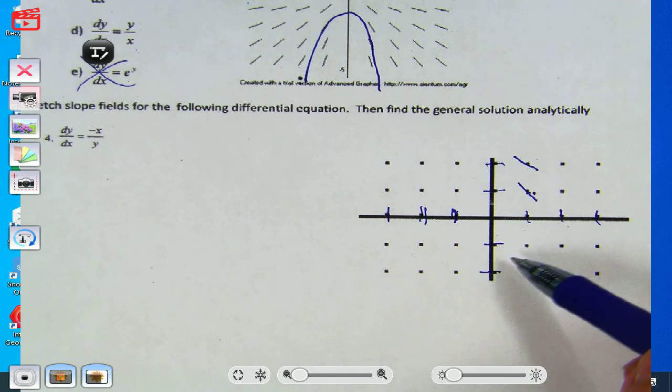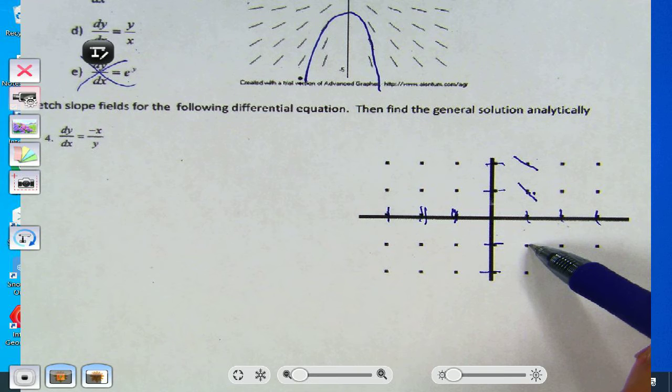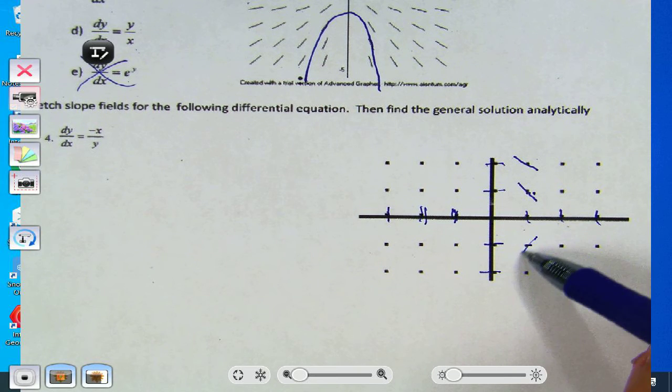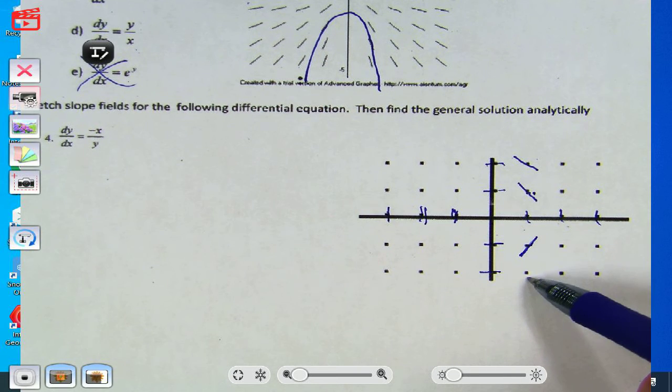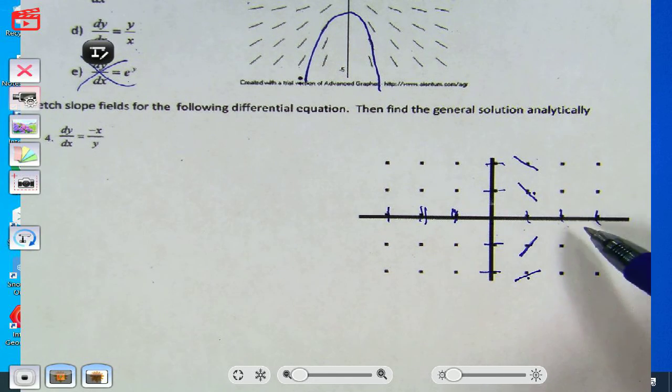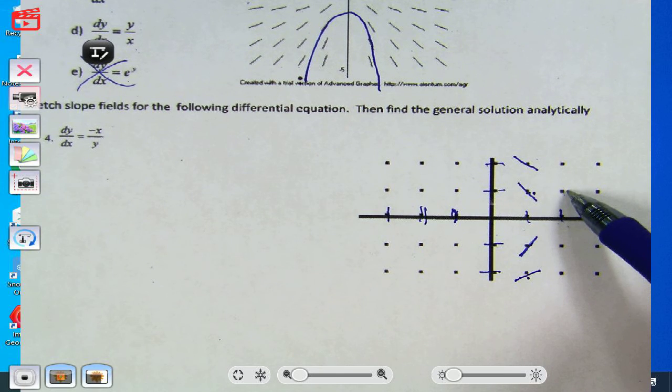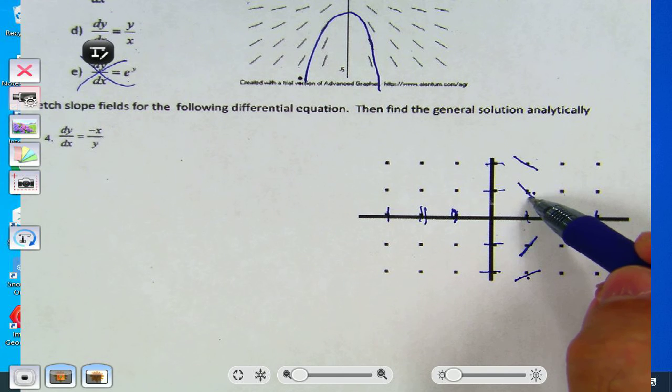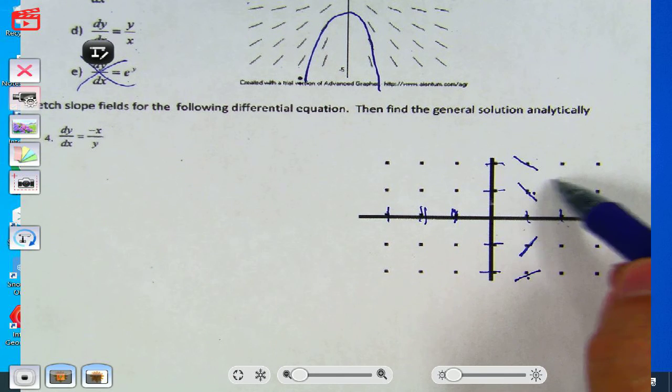Alright. And then what's this one then? Positive 1. So it's this way. What's this one? Positive 1/2. So it's shallow. Alright. What about this one? Negative 2. So it's steeper than this one. And this one, so it's steeper than both of them. So it's negative 2. So like that.